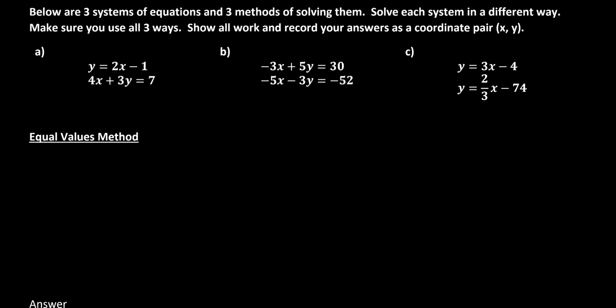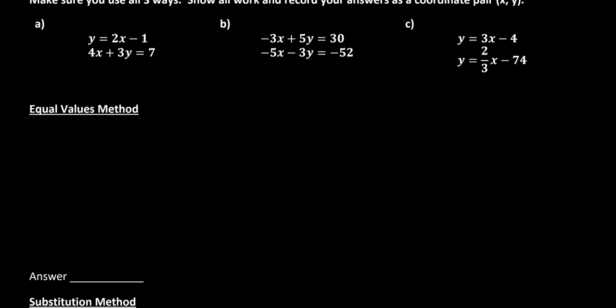So the first method that's listed here is the equal values method, and of the systems that I see up here, this is the one that I would choose to use with the equal values method, because you can see it's telling me that y is two different things, right? y is 3x minus 4 and y is also 2/3 x minus 74. So what I can do is set those expressions equal to each other and then just solve for x. So I'm going to begin by writing those equations down.